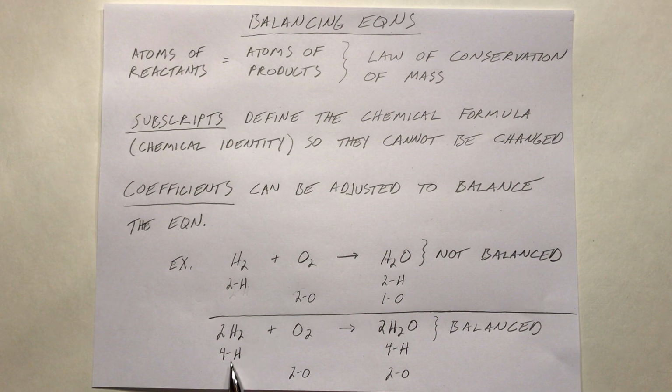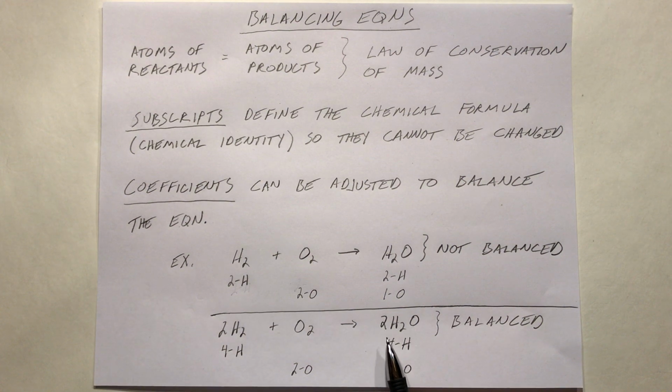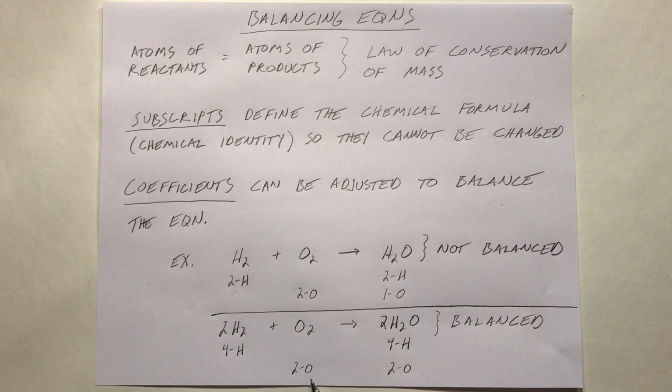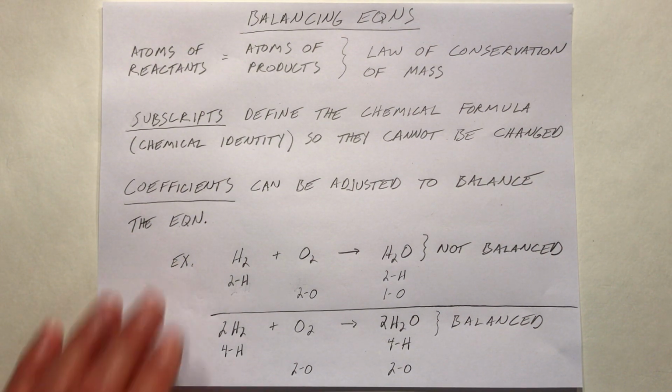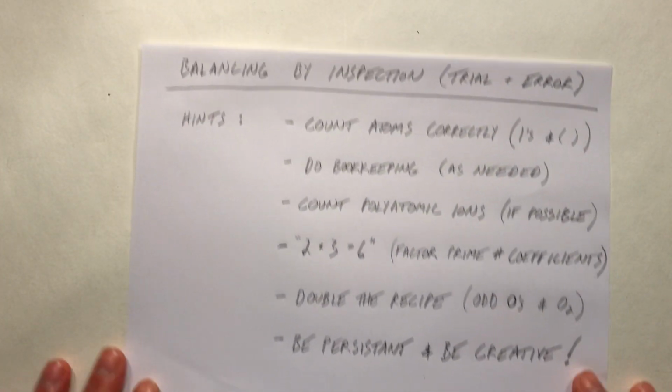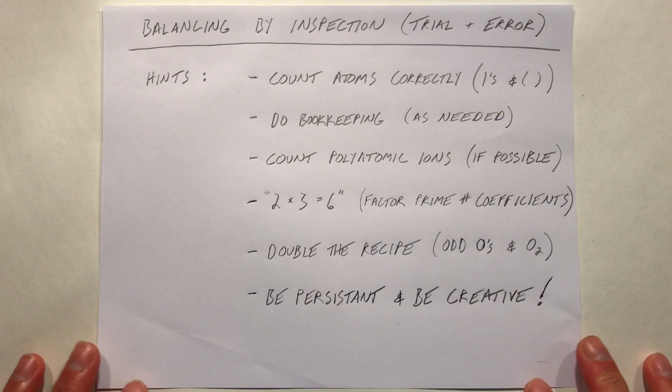If we put a 2 in front of H2, that'll be 2 times 2 or 4 hydrogens. And if we put a 2 in front of the H2O, that's 2 times 2 or 4 hydrogens. Now we have unwritten 1 coefficient times 2 subscripts, that's 2 oxygens, and 2 coefficient times unwritten 1 subscript is 2 oxygens. Notice we have 4 H's, 2 O's, and 2 O's. So now the equation is balanced. Now, what we're doing here is using a technique that's called balancing by inspection. It's basically trial and error.